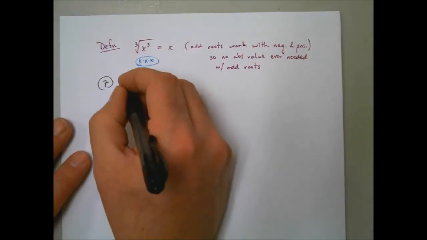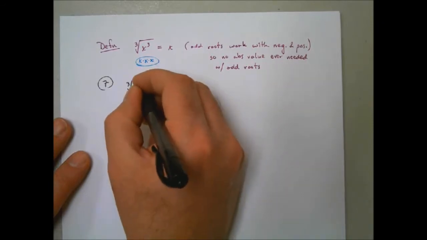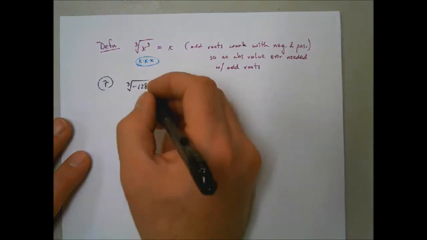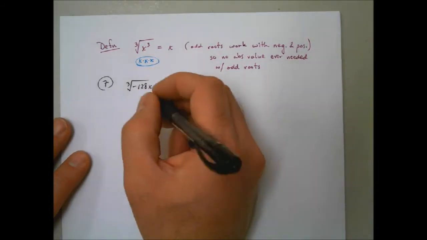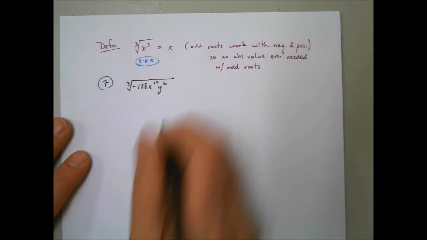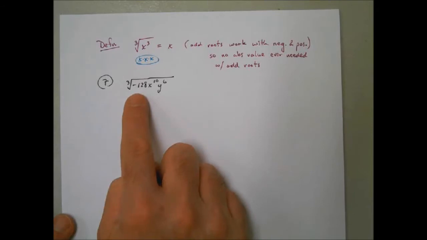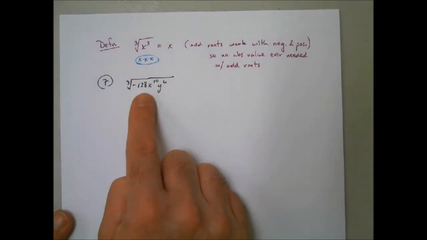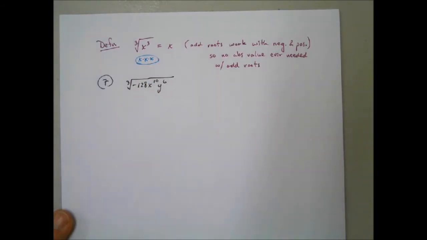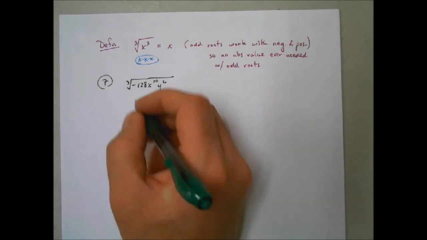Let's say we have the cube root of negative 128 x to the 10th, y to the 6th. Okay, now they are real expressions, but a negative on the inside does not upset us when we're dealing with odd roots. Okay, so first off here, if you have a negative like that, you can just kind of peel it off all by itself.